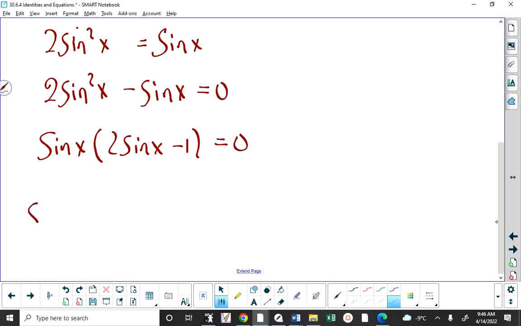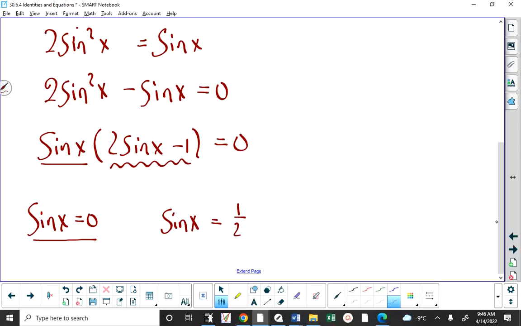Which means that sine of x is equal to 0 for the first factor. And for the second factor, sine of x is equal to 1/2. And I think a lot of us have graduated to the point where you can almost picture the unit circle and tell me where these angles and locations are. But again, I'm still going to draw it.